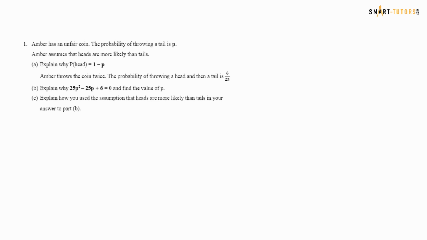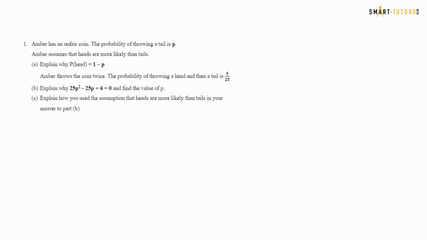Question number 1. Amber has an unfair coin. The probability of throwing a tail is P. Amber assumed that heads are more likely than tails, so heads is going to happen more than tails. Explain why the probability of head equals 1 minus P. So that is the first question.